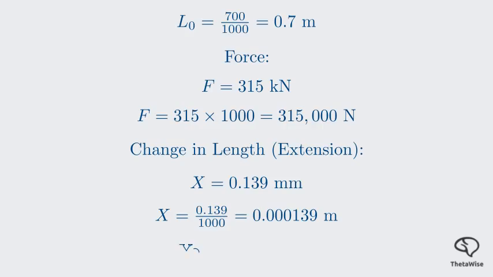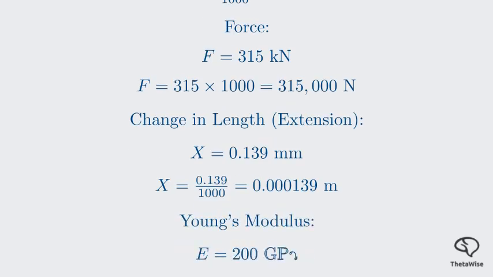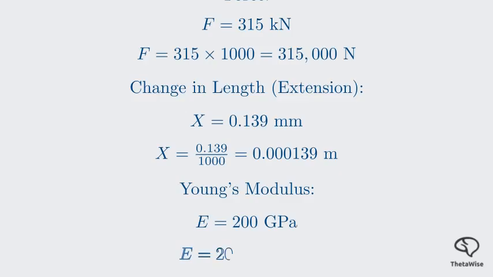Finally, we have Young's modulus, E, which is 200 gigapascals. A giga means 10 to the power of 9, so E equals 200 times 10 to the 9th pascals. Now that we have our data, let's identify the formulas we'll need. This problem involves Young's modulus and area, so let's list those formulas.